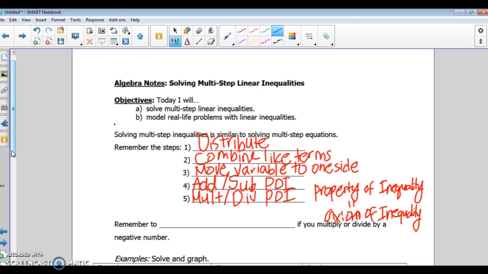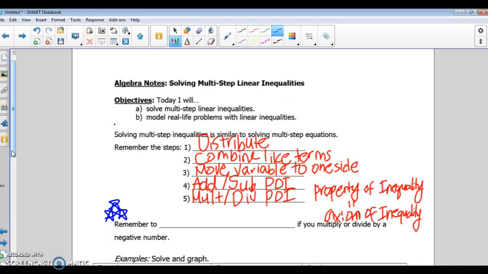So let's go over the steps first. Step 1 is distribute. And step 2 is combine like terms. Step 3 is to move the variable to one side when we have variables on both sides of the equation. And step 4 is add, subtract, property of inequality.